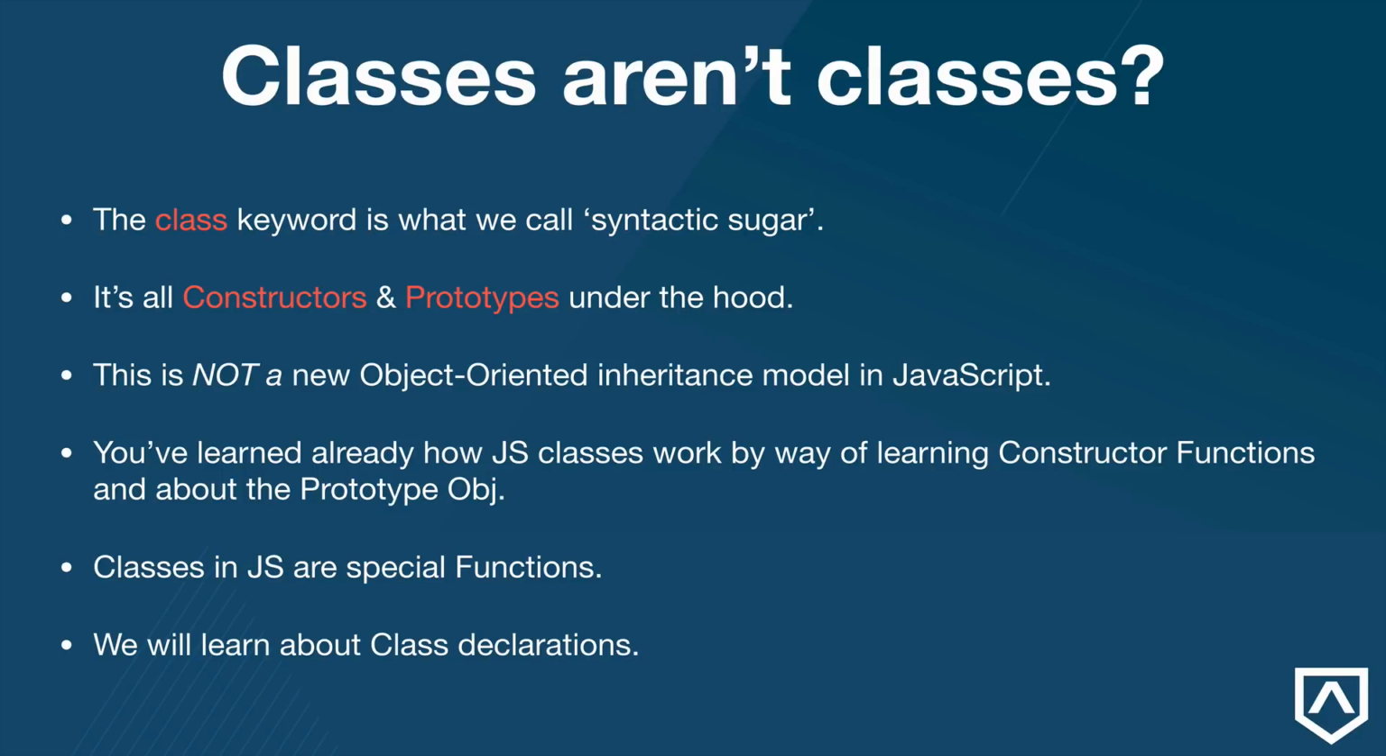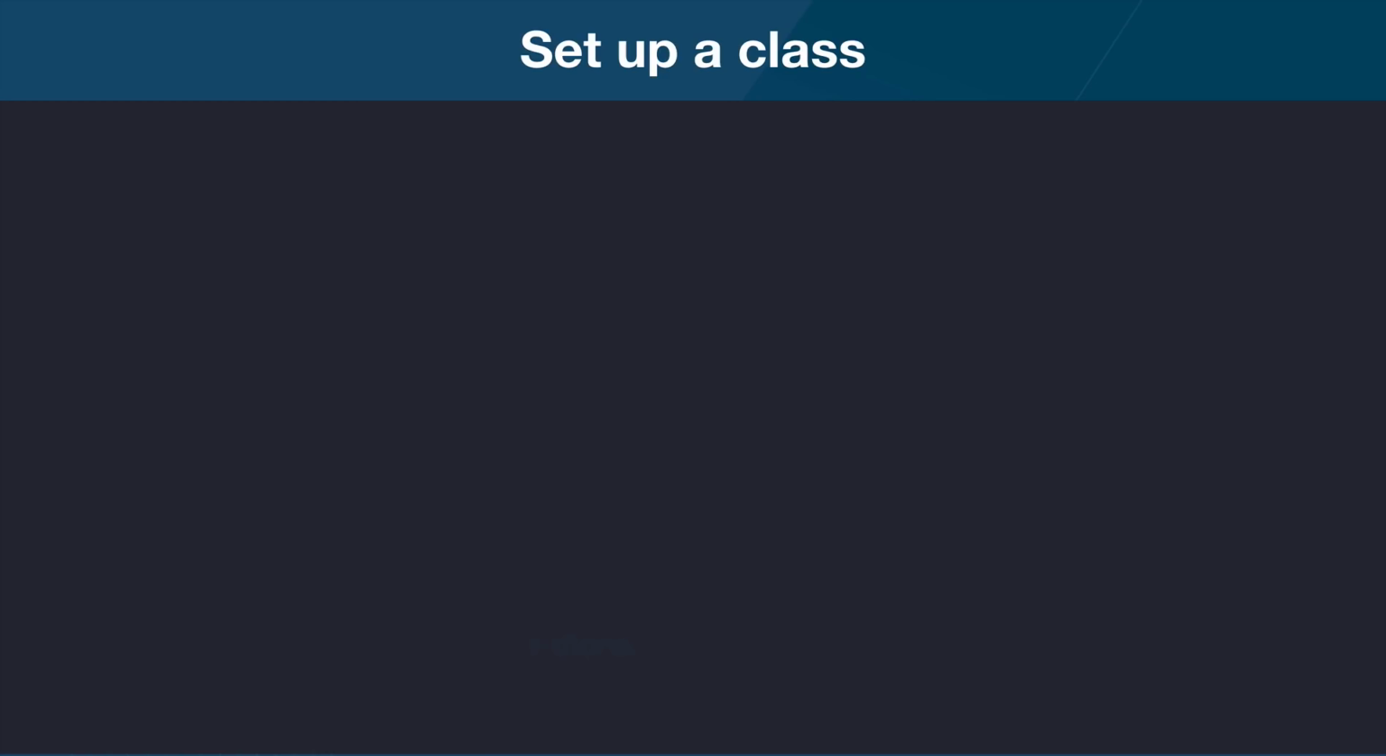We're going to learn about class declarations. Okay, there's class expressions, just like there are function expressions, and if you're curious, you can head over to the MDN documentation and figure out what those look like and what they're all about. But for now, we're just going to learn about class declarations. So let's dive in and let's see how we set up a class.